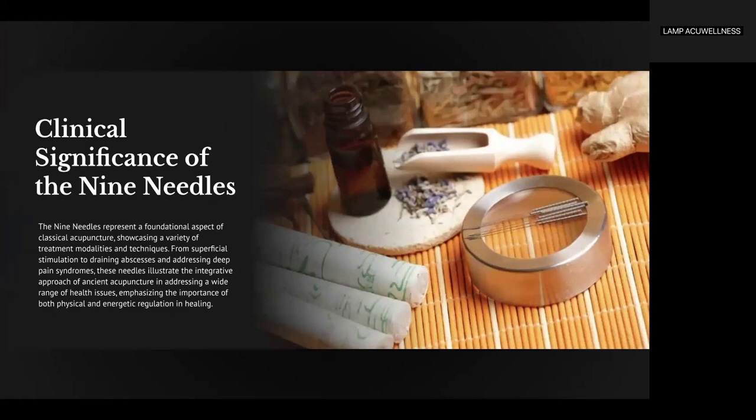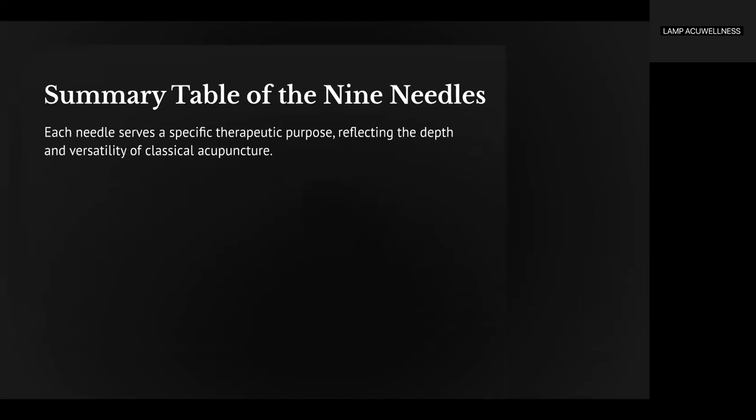The nine needles represent a foundational aspect of classical acupuncture, showcasing a variety of treatment modalities and techniques, from superficial stimulation to draining abscesses and addressing deep pain syndromes. These needles illustrate the integrative approach of ancient acupuncture in addressing a wide range of health issues, emphasizing the importance of both physical and energetic regulation in healing. Summary table of the nine needles. Each needle serves a specific therapeutic purpose, reflecting the depth and versatility of classical acupuncture.